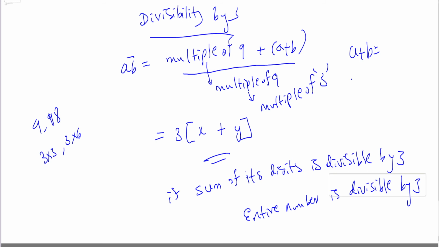And the next one is divisibility by 6. Very simple. The next one is divisibility by 6. Since 6 can be written as, we know that 6 is equal to 2 into 3. Very simple.